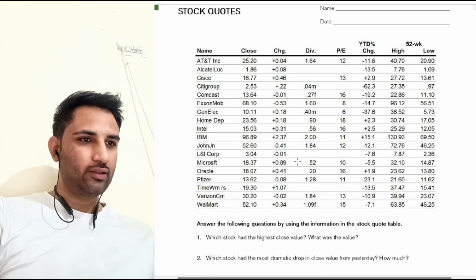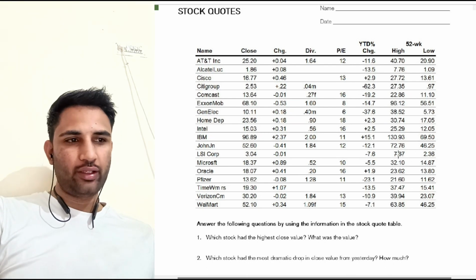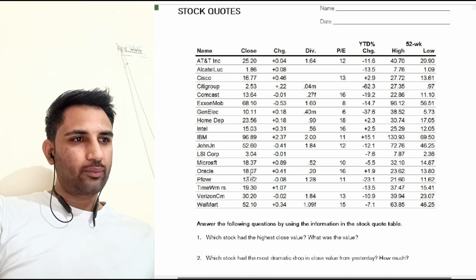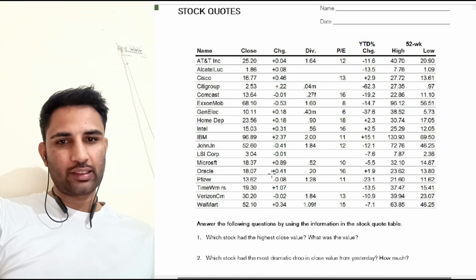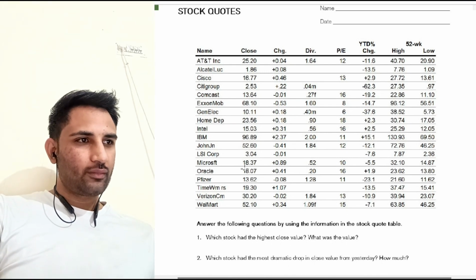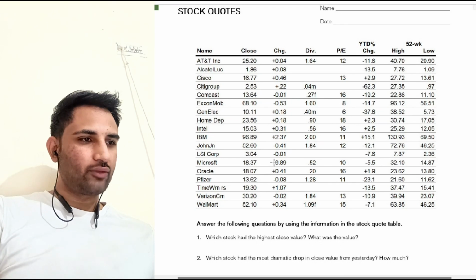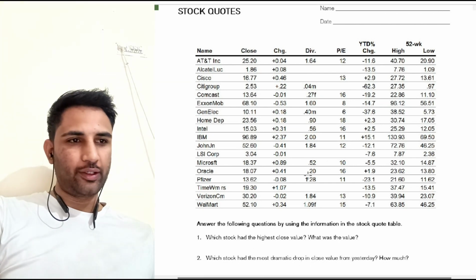Next one is Oracle. Closing price was 18.07. Change is 0.41 percentage positive. Dividend is $0.20 per share. Profit earning ratio is 16. Year to date change is 1.9 positive. 52 week high and low is 23.62 and 13.80.